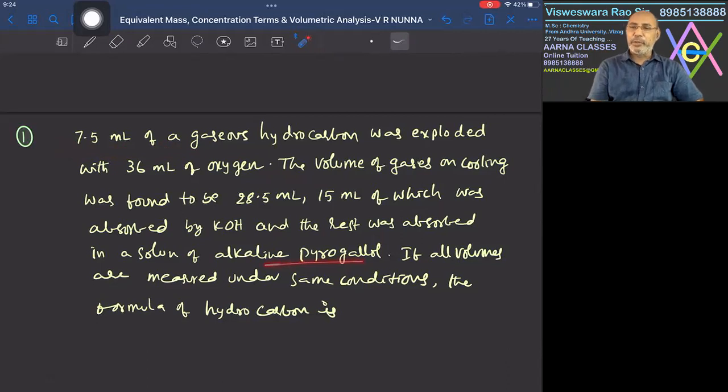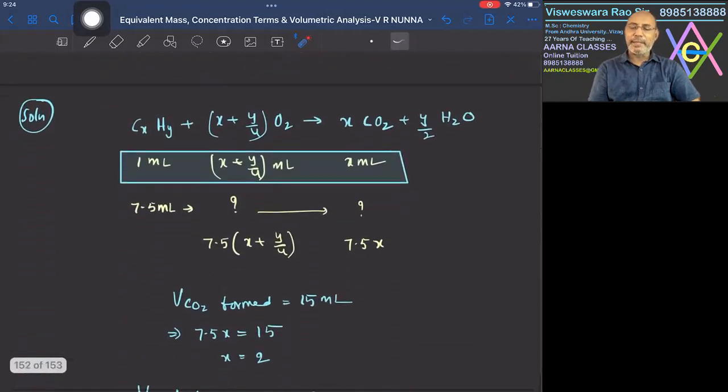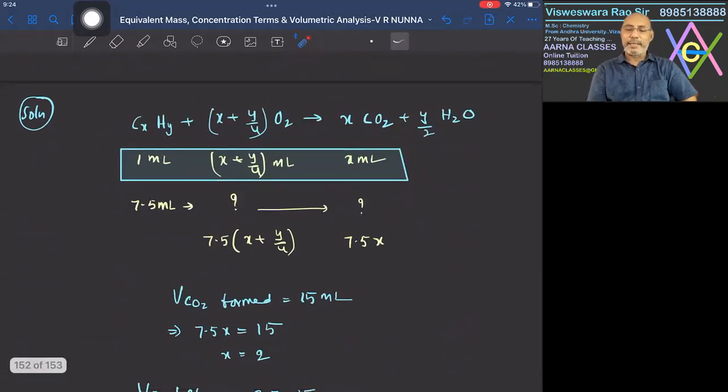So with the information, you know how much carbon dioxide formed and how much volume of oxygen is left, so you can solve the problem. If all volumes are measured under the same condition, what is the formula of the hydrocarbon? Because it is a hydrocarbon, I use the general equation. Just now I explained how to write the combustion of a hydrocarbon, and this is how I have written it.